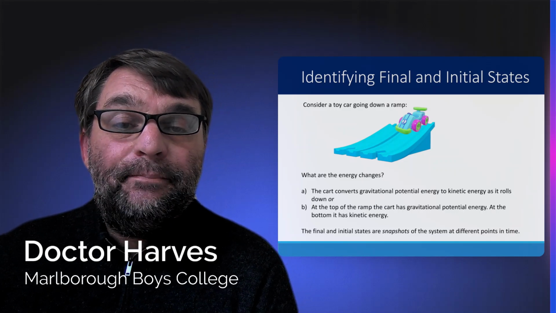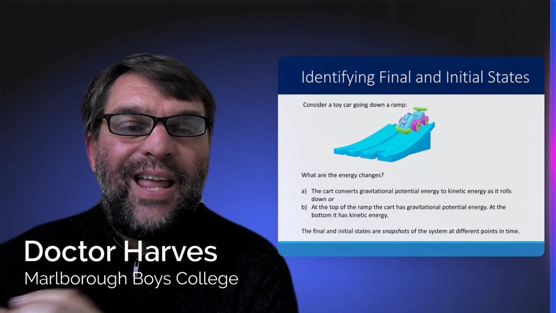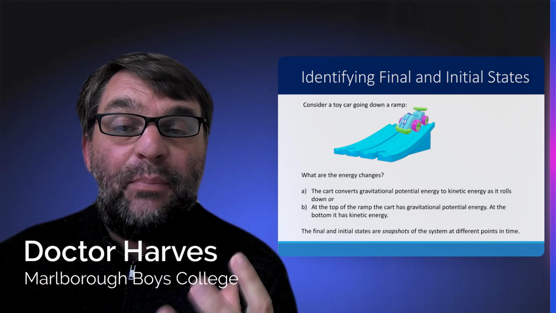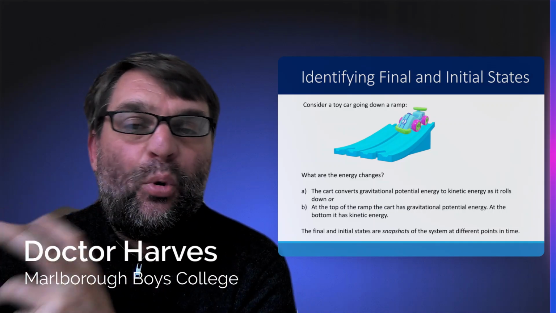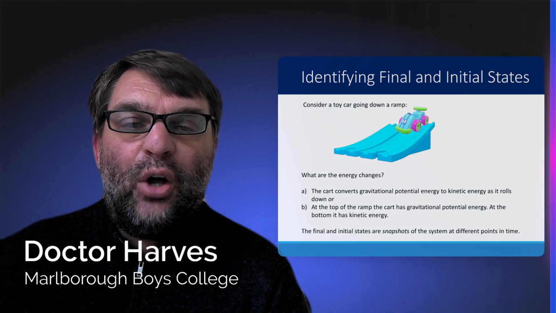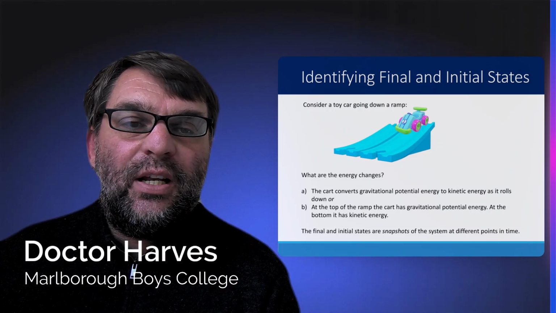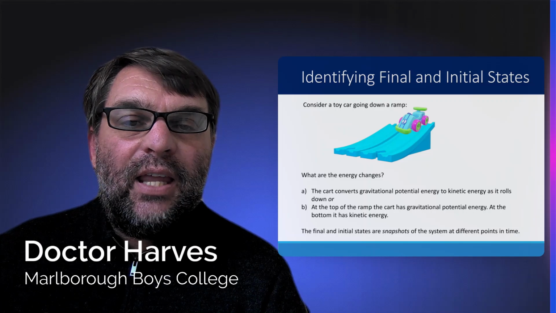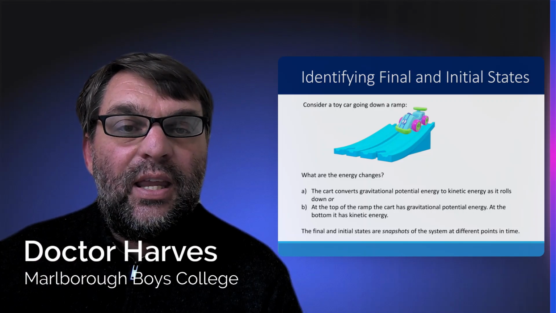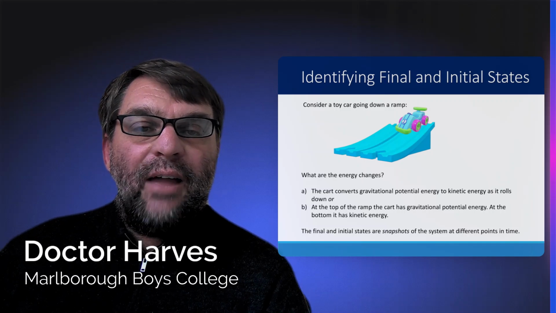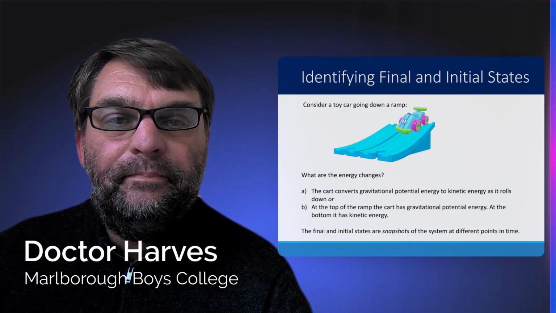Okay, so welcome back. The correct answer is actually B, because the final and initial states, at least in the concepts of systems, are the snapshots at different points of time in the system. So at the start, you'd have the gravitational potential energy being the maximum, and then at the bottom, at the end of it, the final state would be that the object would have kinetic energy, or the system would gain kinetic energy.